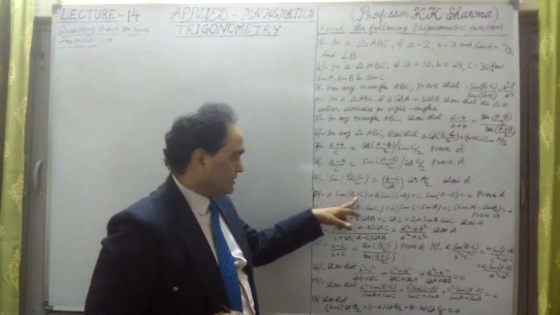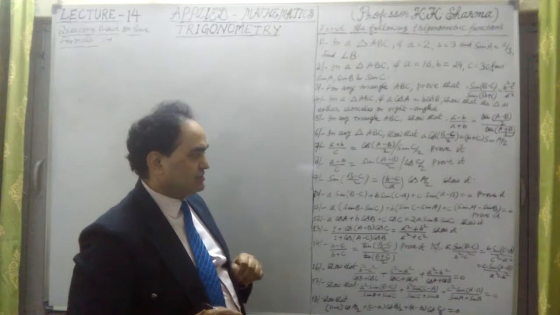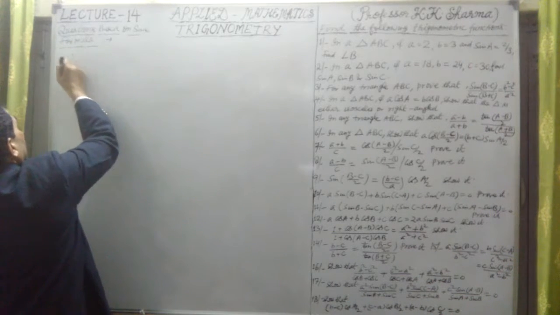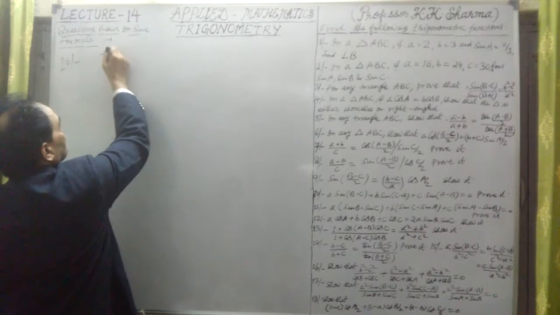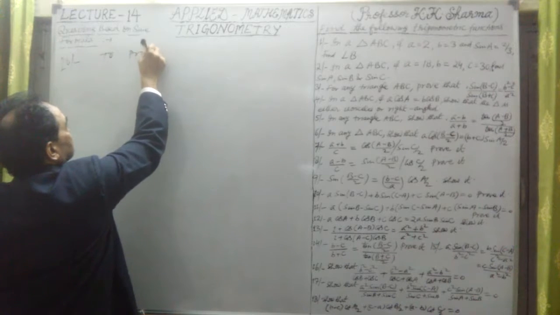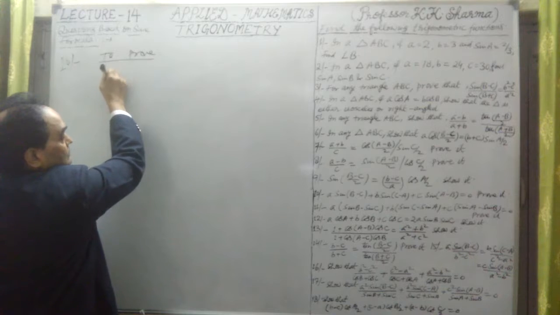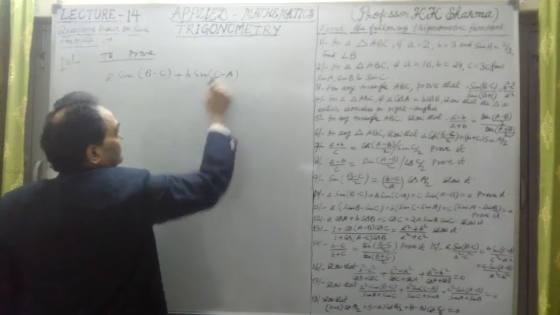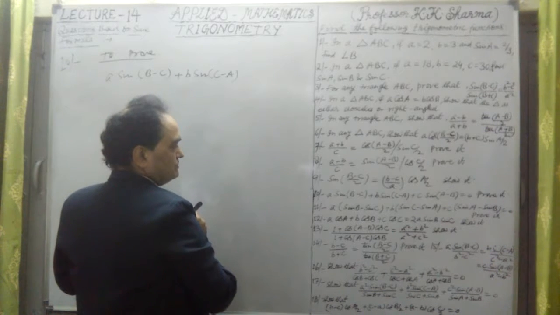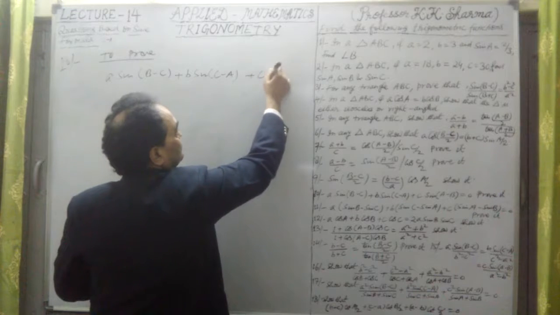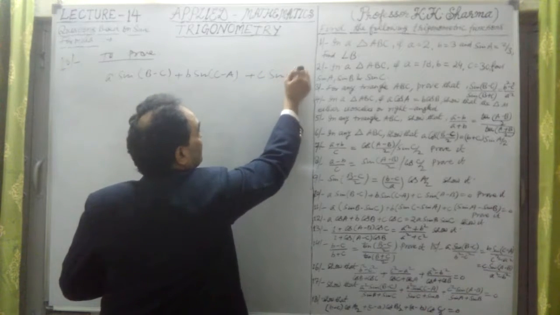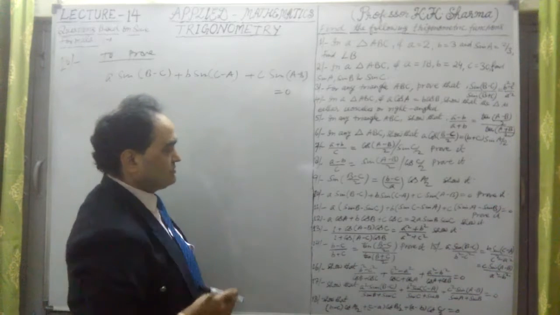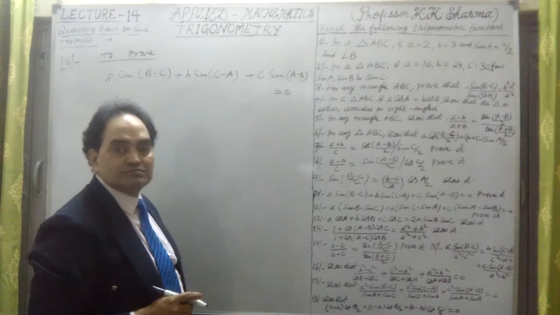It says, A into sine (B minus C) plus B into sine (C minus A) plus C into sine (A minus B) is equal to 0. We have to prove this. Question number 10. Now to prove here, we have to prove that A into sine (B minus C) plus B into sine (C minus A) plus C into sine (A minus B) is equal to 0. This we have to prove here. Okay, let's now prove this.